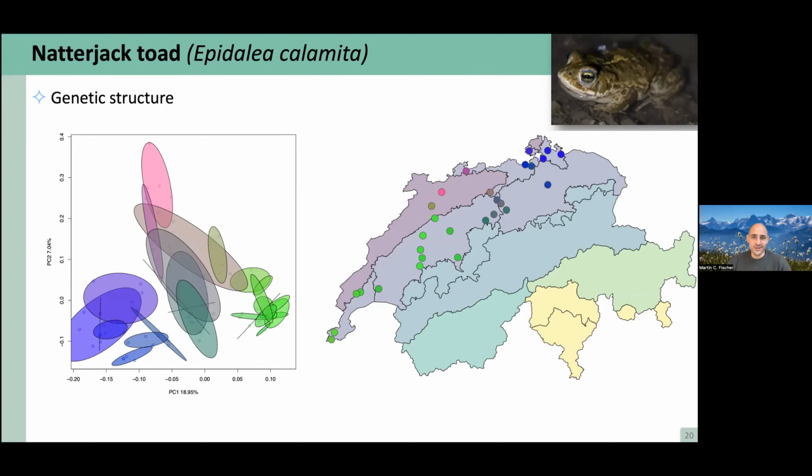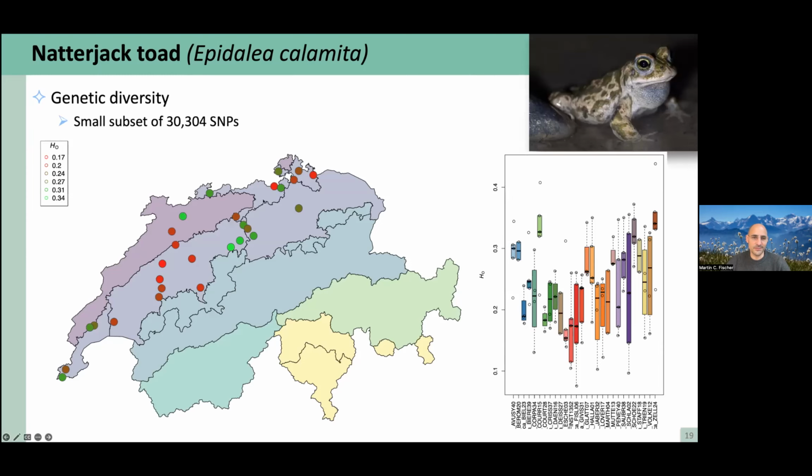Then genetic structure is also quite interesting, even working on such a small subset. We see closely related individuals in Western Switzerland and another clade in Eastern Switzerland. And in between, there's maybe a third clade and probably a lot of interbreeding going on in this area, which is also in line with genetic diversity. We have in this region the highest genetic diversity of the toads.